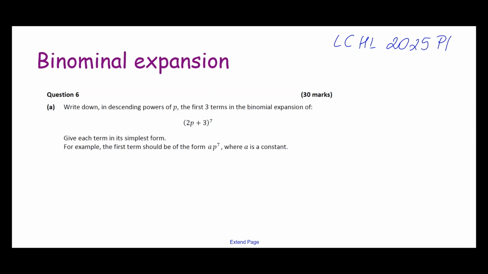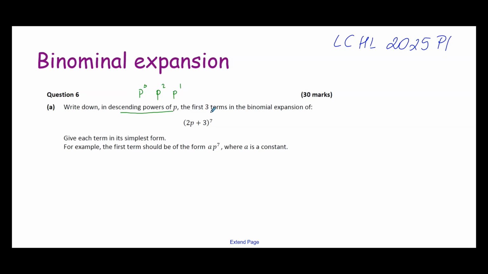Binomial expansion. Let's have a look. Write down in descending powers of p. So what does that mean? That means that powers of p will be going down. So let's say p to the power of 3, p to the power of 2, p to the power of 1. That's what it means, descending powers, going down.